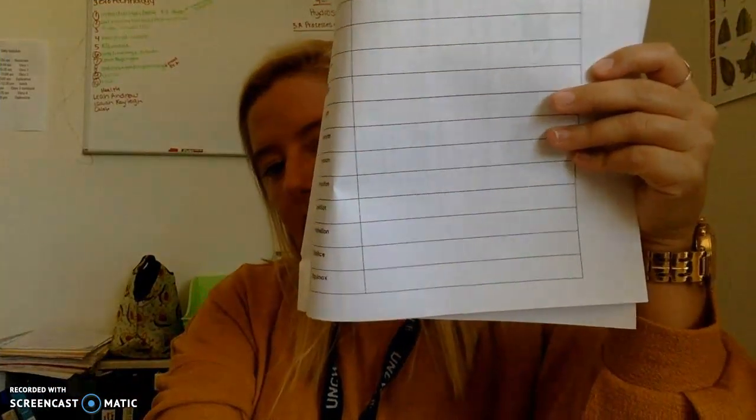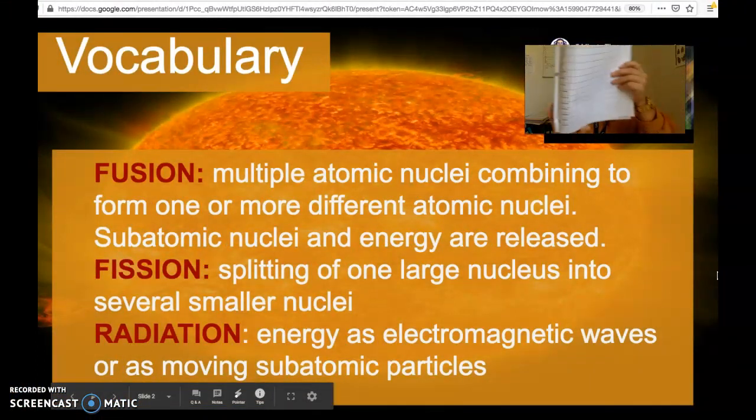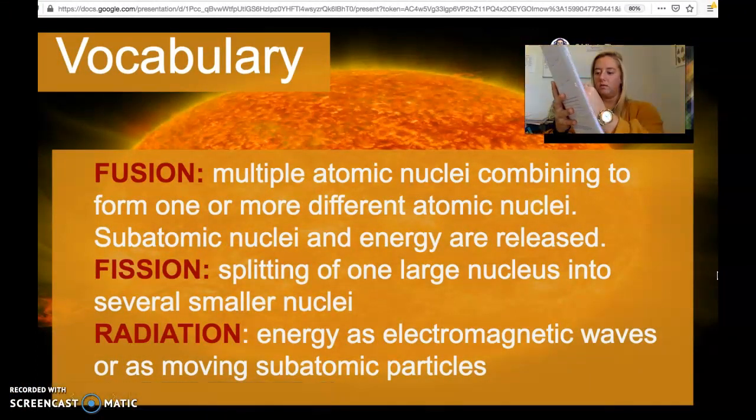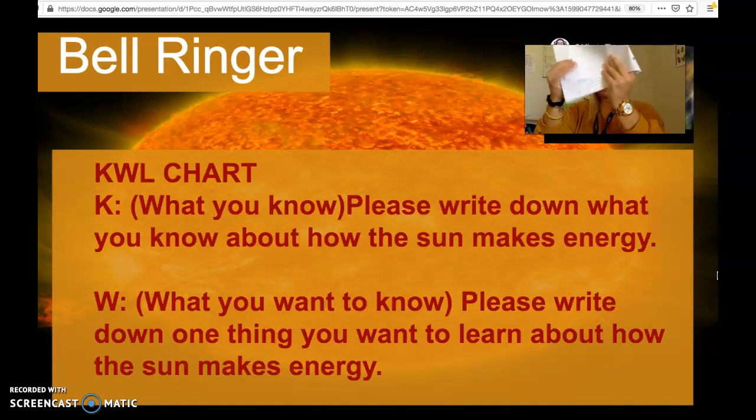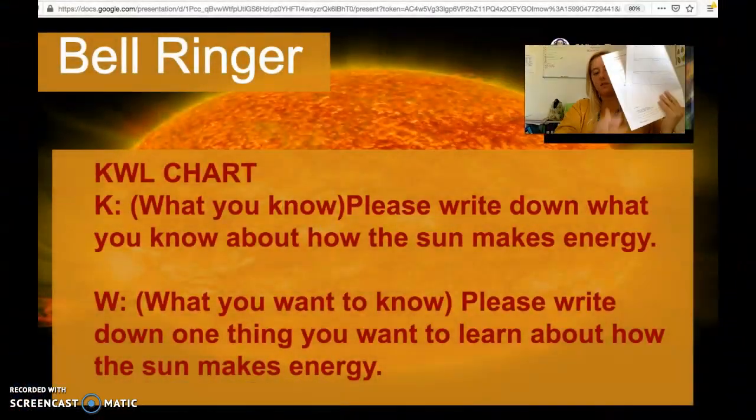It looks like this. Your vocab. Fantastic. Just go ahead and copy these down. Pause me. When we're ready, we're also going to do our bell ringer. For our bell ringer today, I would like you to write in the bell ringer section, make sure to put the date, and you are going to answer these questions.